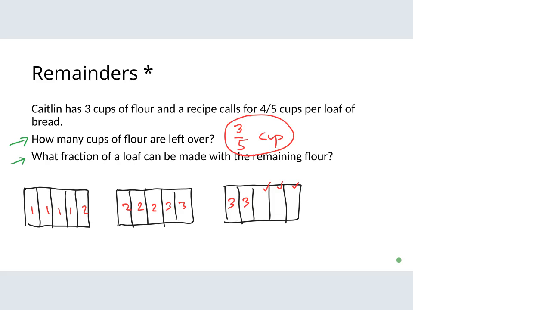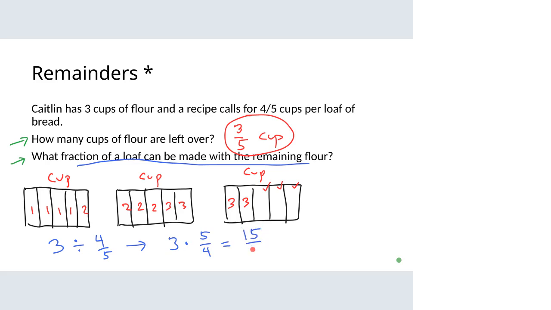The area model lets us know how many cups are left. We drew pictures of the cups. So we can just see by looking at this, that's 3/5 of a cup of flour. Now the second question says, what fraction of a loaf can be made with the remaining flour? And the way we get that is by solving the problem using the standard algorithm, which will be 3 divided by 4/5.